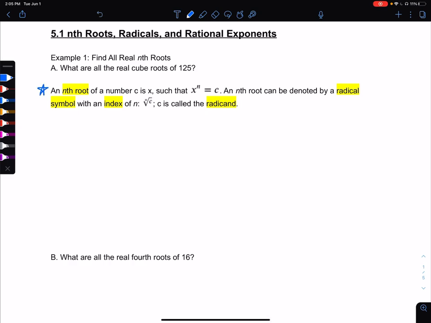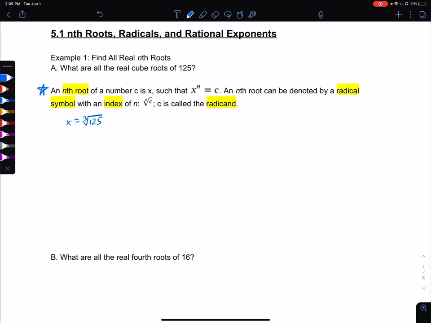An nth root of a number c is x, such that x raised to the n power is equal to c. So an nth root can be denoted by a radical symbol with an index of n, which looks like that, and c is called the radicand. So really what we're looking at here is what are all the real cube roots of 125? That can be rewritten as we're looking for x is equal to the cube root of 125.